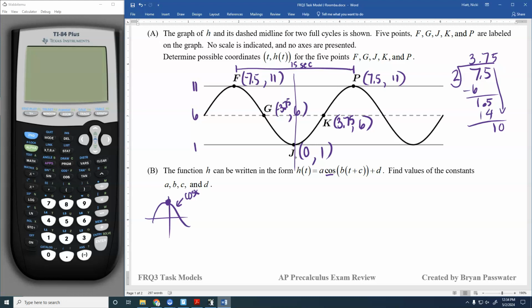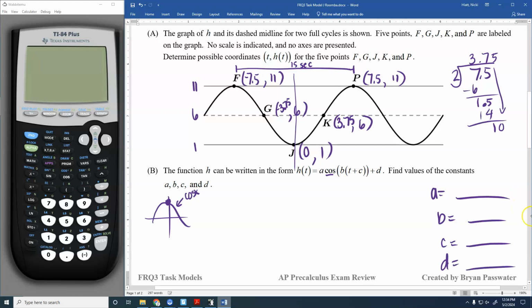So what I would do, you're going to have like A equals, B equals, C equals, and D equals. On the actual answer sheet for this, they've got a separate box over here for you to put those values so that it makes sure that you list them all. So I would not shift this left or right at all. I'd put a 0 for that C. And I would do the A. What would the amplitude be for this?